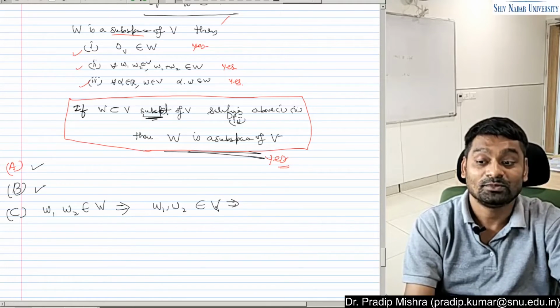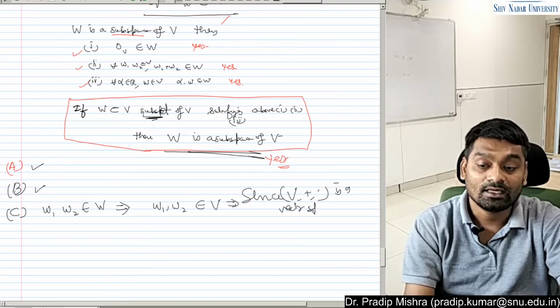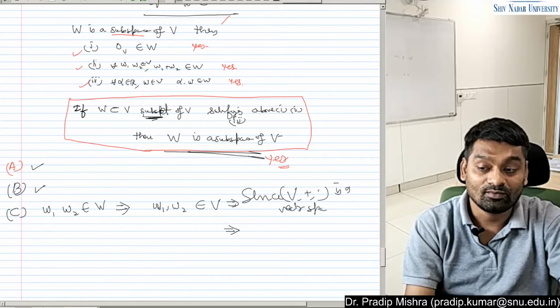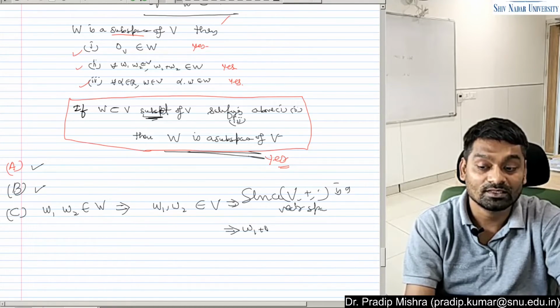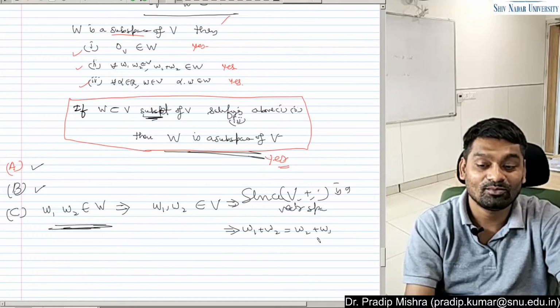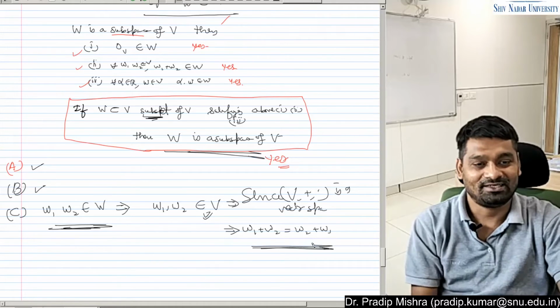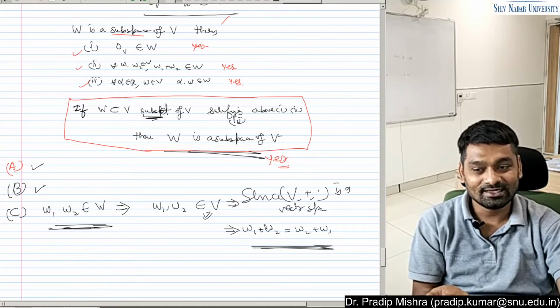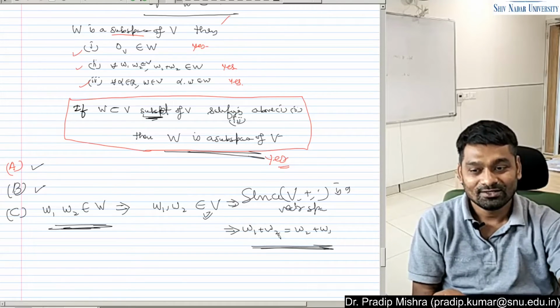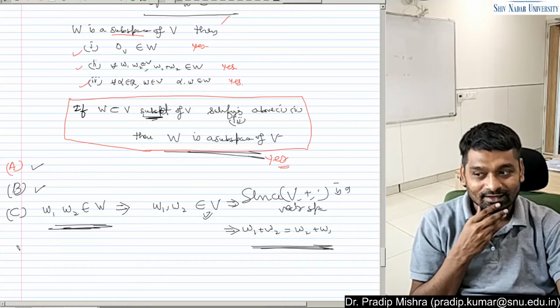Since V, plus, dot is a vector space, and W1, W2 belong to V, we have W1 plus W2 equals W2 plus W1. See, I started from elements in W and proved that W1 plus W2 equals W2 plus W1. Where did I prove it? I proved it in V. That's okay, but these lie in W because W is closed under vector addition. So these are equal in W. So we have proved it. This is property C.